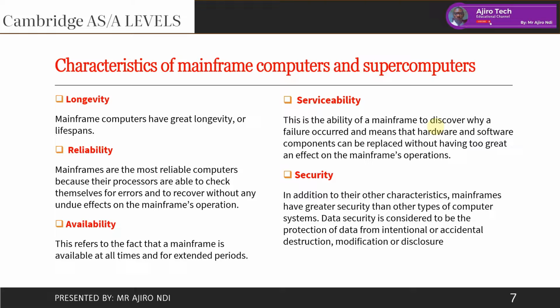All right, finally on RAS, serviceability. When we talk about serviceability, this is the ability of a mainframe to discover why a failure occurred. It's not just working on those errors, but there's a need for you to know why it occurs so that next time you don't have those errors again. And it means that the hardware and software components can be replaced without having a damper on the day's operation.